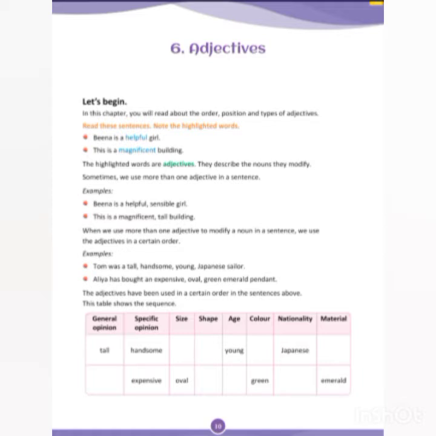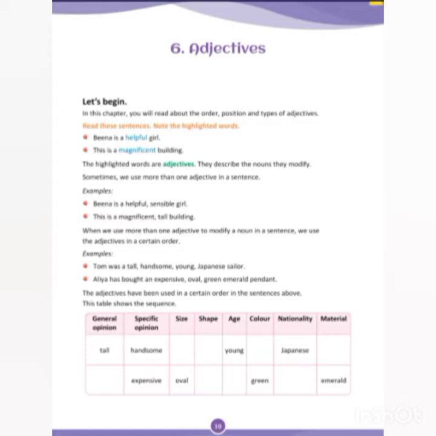First, general opinion. Like how was Tom? Tom was a tall. Tall is a general opinion. Sometimes we are talking about tall meaning tall and small, that can be in size. So at that time you will remember that we don't have to keep tall at the start of the sentence. We can use it in a size manner. So that time you will put it after that. Handsome is a specific opinion. Specific opinion means that it is highlighting the personality.